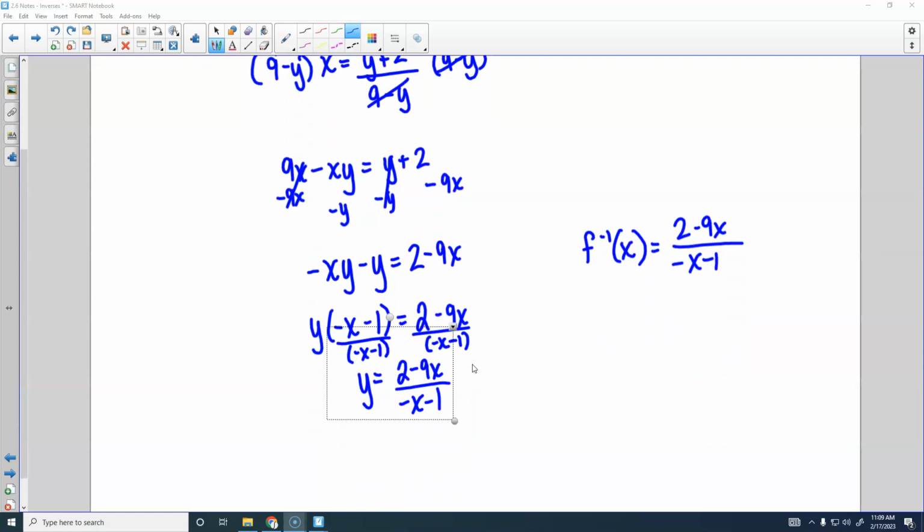So everything with a y on one side, everything without a y on the other. You're going to factor out your y right here. So when you pull that y out, you're just left with a negative x. And then technically, it seems like you don't have anything left here. But there has to be something left there, or else it won't multiply back together correctly. So there's a 1 there that you can't see. So that 1 is left when you factor it out. And then your last step is just to divide by that. So you're going to get 2 minus 9x over negative x minus 1.